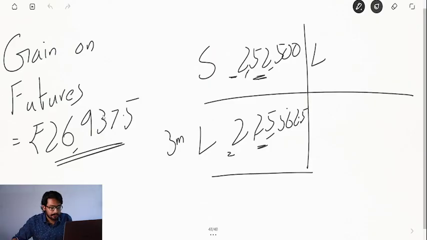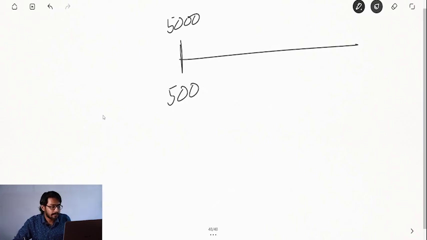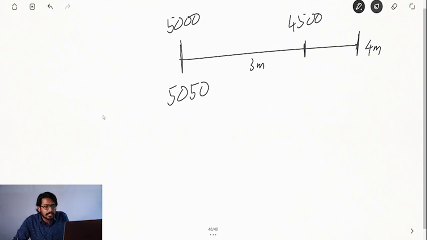Diagrammatically, guys, today the index is 5000, futures is 5050, because you have 4 months remaining to maturity. Now, after 3 months, the index becomes 4500. Index futures still has 1 month remaining to maturity, therefore index futures is worth 4511. That is for one unit. One contract consists of 50 units.